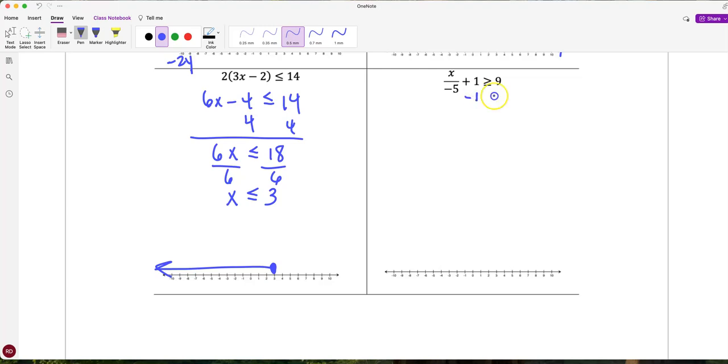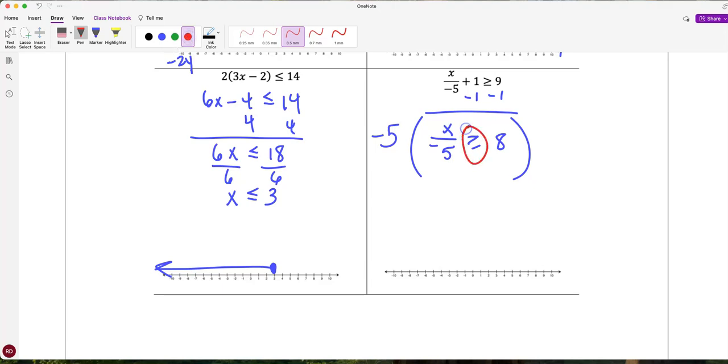If I subtract 1 from both sides, x over negative 5 is greater than or equal to 8. I'm going to multiply both sides by negative 5, which means this is going to change the inequality. So I get x less than or equal to negative 40. So again, just modify your number line. Wherever negative 40 is, it's all the numbers that are less than or equal to negative 40.